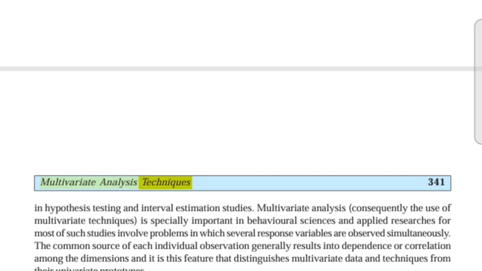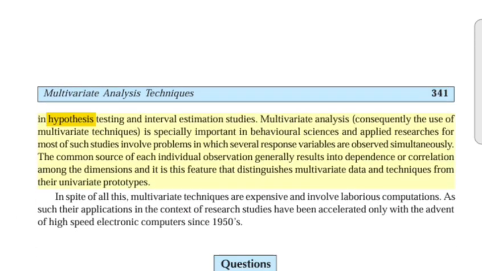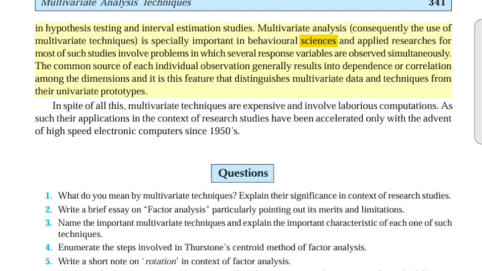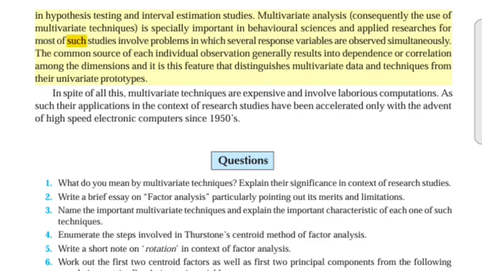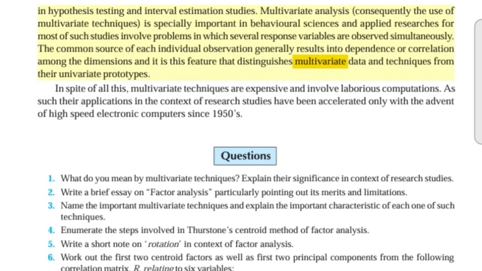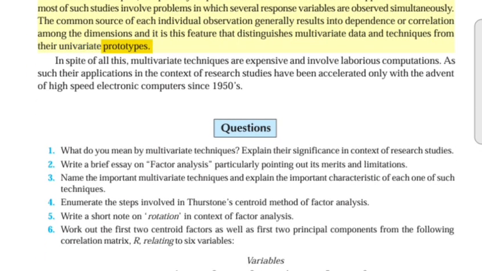in hypothesis testing and interval estimation studies. Consequently, the use of multivariate techniques is especially important in behavioral sciences and applied researches, for most of such studies involve problems in which several response variables are observed simultaneously. The common source of each individual observation generally results in dependence or correlation among the dimensions, and it is this feature that distinguishes multivariate data and techniques from their univariate prototypes.